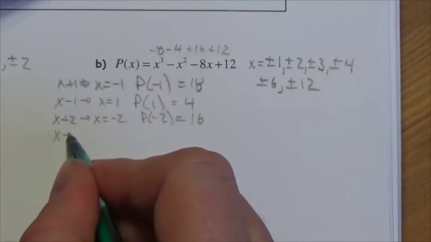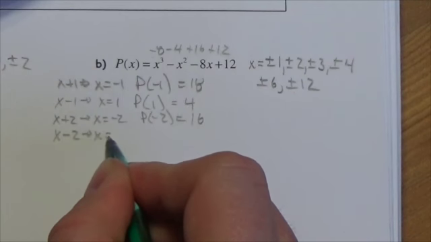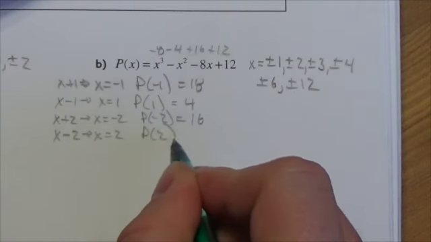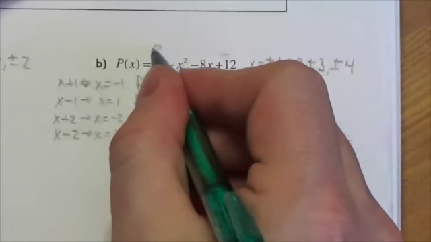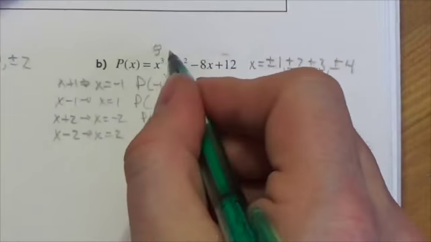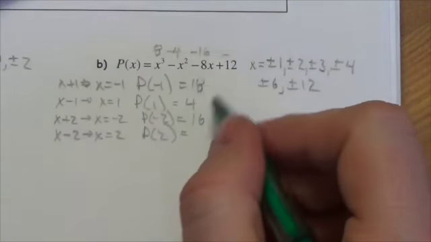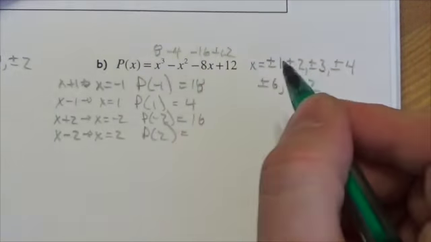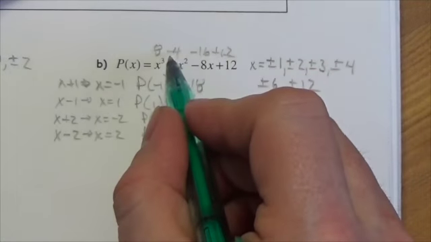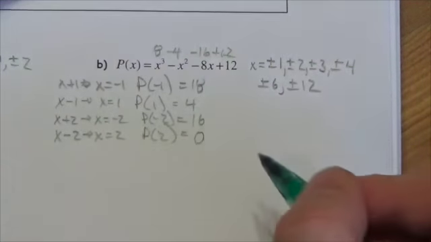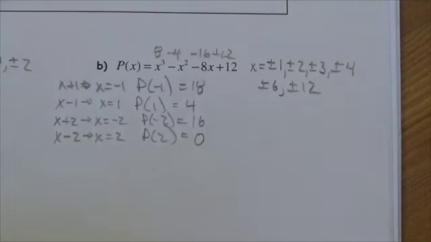So I'm going to check x minus 2 by plugging in x equals positive 2, so p of 2. Okay, we'll try this again here. 2 cubed is 8, 2 squared is 4, so 8 minus 4, minus 16 plus 12. So what have we got here? Negative 22. Oh, there it is. There it is.